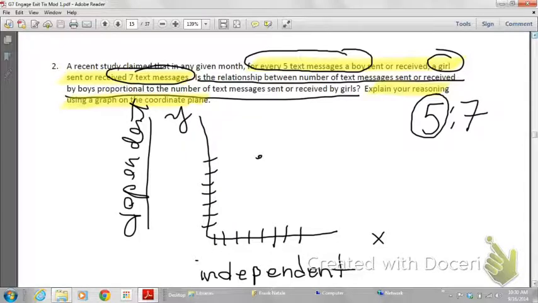1, 2, 3, 4, 5, and then another 7. 1, 2, 3, 4, 5, 6, 7. Boy, I'm really making a mess here, but up here somewhere.